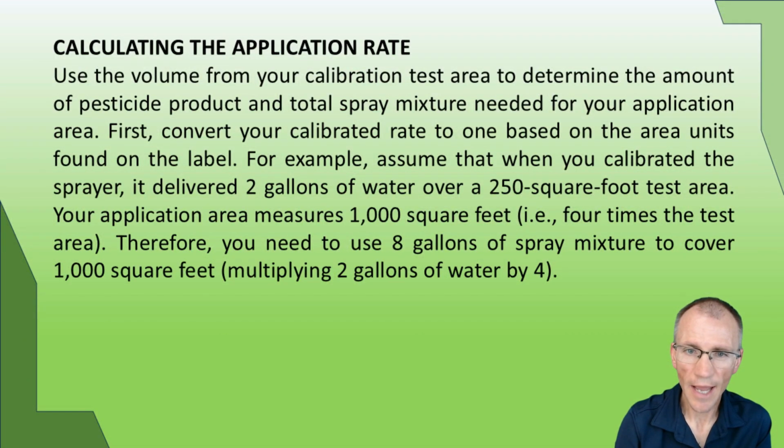Let's look at calculating the application rate. Use the volume from your calibration test area to determine the amount of pesticide product and total spray mixture needed for your application area. First, convert your calibrated rate to one based on the area units found on the label. For example, assume that when you calibrated the sprayer, it delivered 2 gallons of water over a 250 square foot test area. Your application area measures 1,000 square feet, i.e., 4 times the test area. Therefore, you need to use 8 gallons of spray mixture to cover 1,000 square feet, multiplying 2 gallons of water by 4.